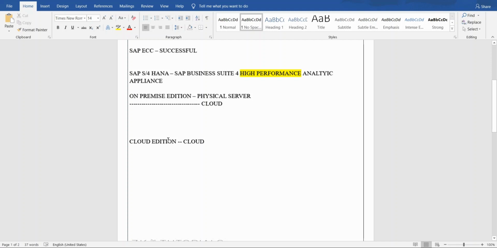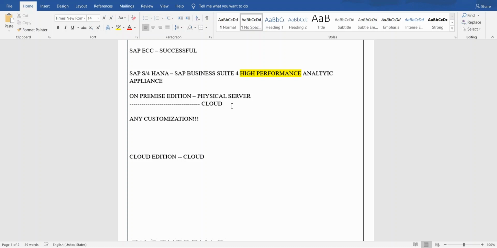For example, the best example is that in the on-premise edition you can do any customization. Customization means whatever the customer asks, you can do anything in the system and give it as per the business case. It's not one fixed pattern. Whatever the customer asks, we are able to change the system based on his requirement.